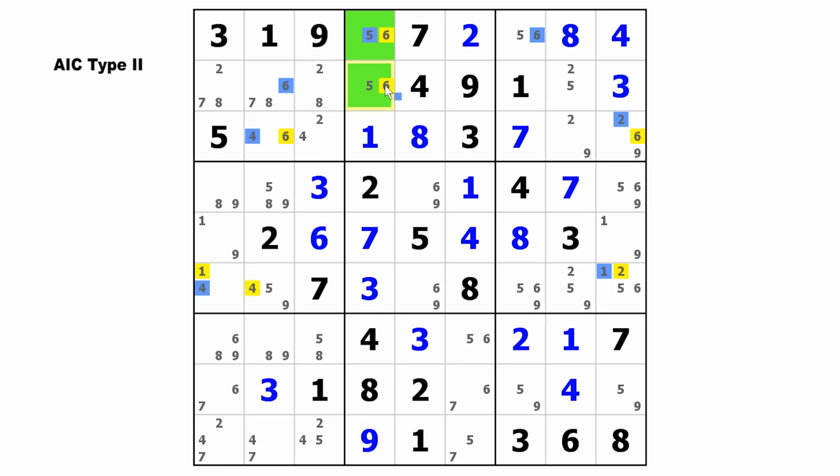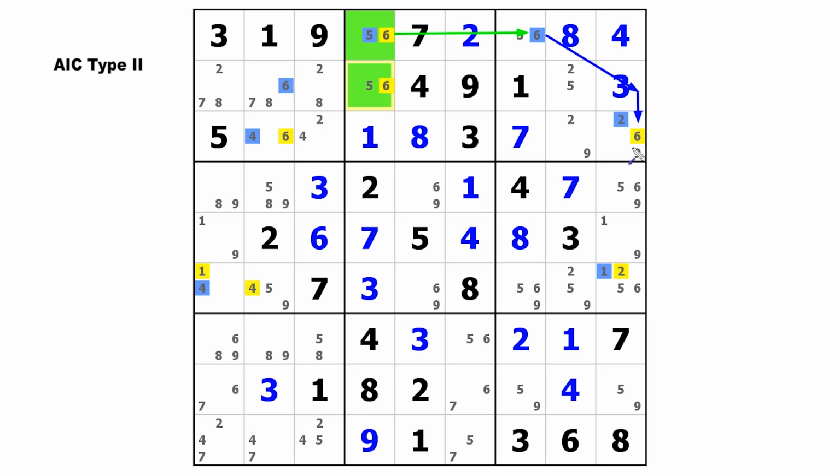This yellow 6 is our end digit. Even though they're both yellow, this one in row 2 is the end point. So let's draw the chain. Remember, our first link is a strong link within this cell from the 5 to the 6, and then we've got a weak link over to this 6, and then we've got a strong link down to this 6, so let's do it like that.